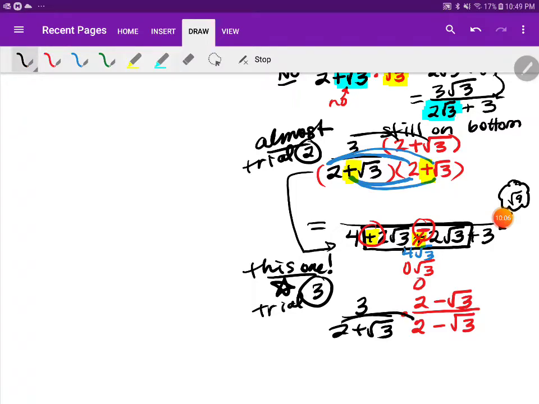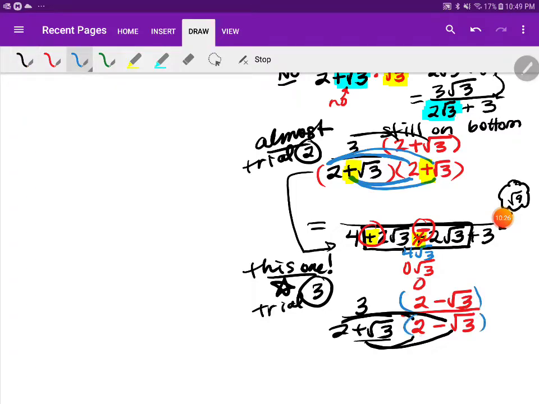Now, the 2 times the 2 is 4. 2 times negative radical 3 is negative 2 radical 3. Positive radical 3 times 2 is positive 2 radical 3. Those are going to cancel out. And then this is radical 9, which I know. So this one's going to work. So let's actually work this one out.